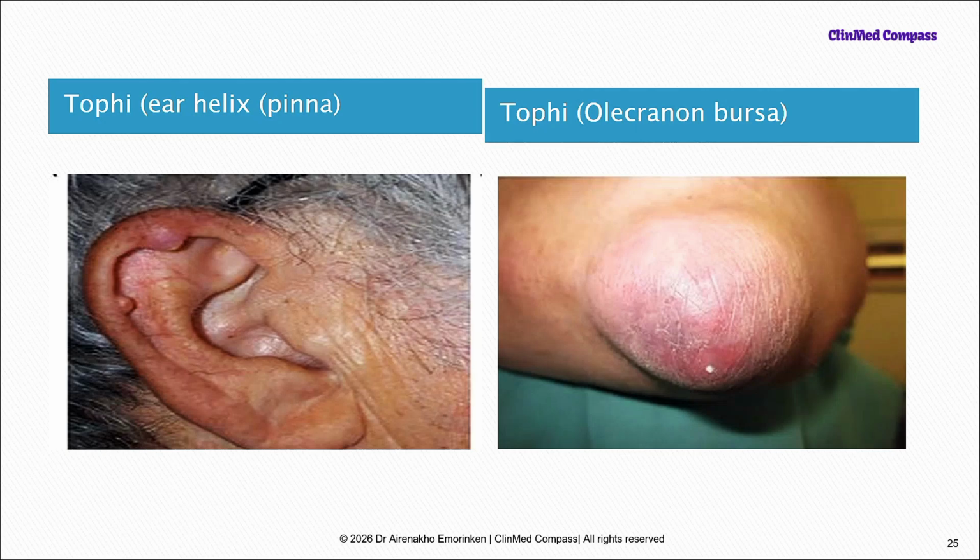Here you can see tophi on the ear helix and over the olecranon bursa. These are classic sites because they are cooler areas of the body, and urate crystals tend to deposit more easily in cooler tissues. Clinically, these tophi are often firm, irregular nodules, and can sometimes be mistaken for rheumatoid nodules or other soft tissue lumps.